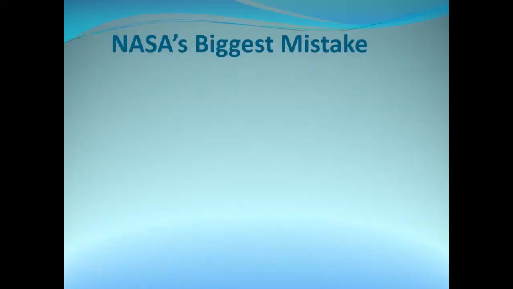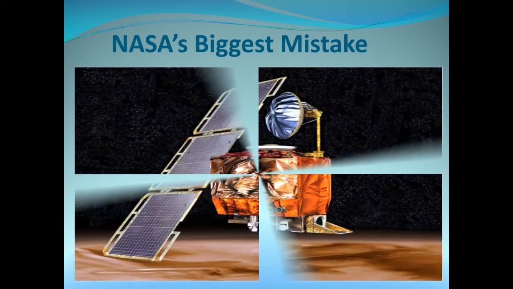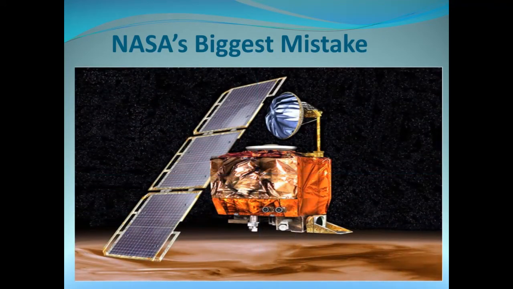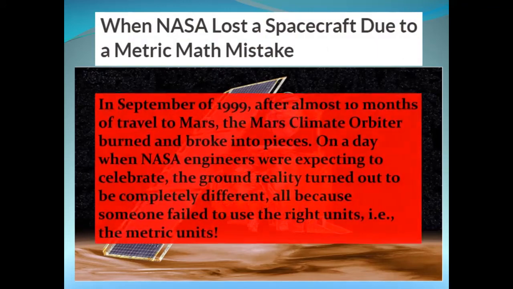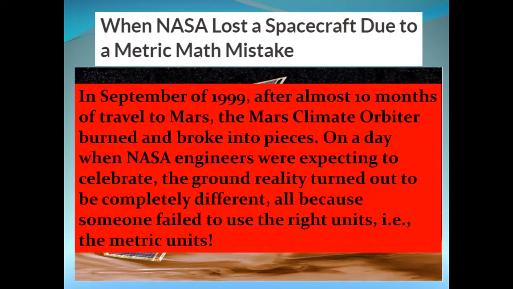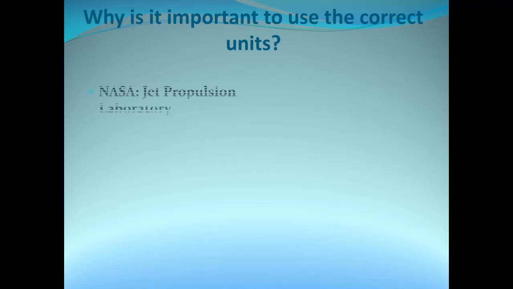Let me tell you about NASA's biggest mistake. It involved an orbiter being sent to Mars to do some environmental measurements there. This was a headline: NASA lost a spacecraft due to a metric math mistake. In September of 1999, after almost 10 months of travel to Mars, the Mars Climate Orbiter burned and broke into pieces. On a day when NASA engineers were expecting to celebrate, the ground reality was completely different. All because someone failed to use the right units, in other words, the metric system.